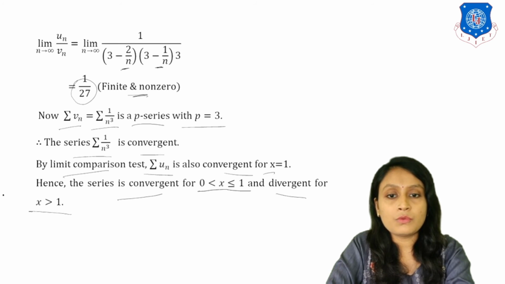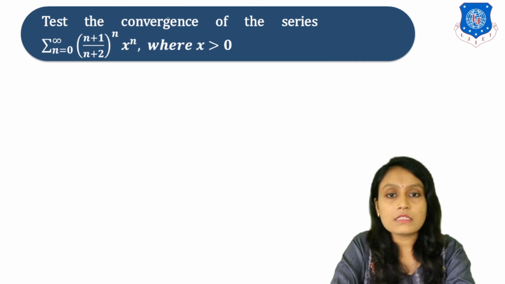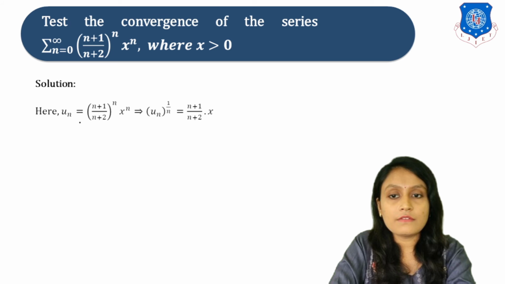So now let's move to one more example. Test the convergence of the series (n plus 1 upon n plus 2) whole raised to n into x raised to n, where x is greater than 0. Here un is given, that is (n plus 1 upon n plus 2) whole raised to n into x raised to n. Now here we have un of the form un equal to vn whole raised to n, right?